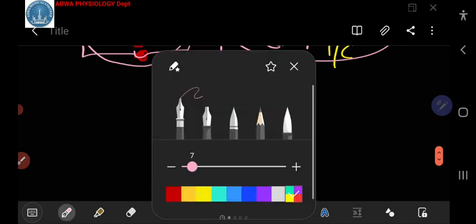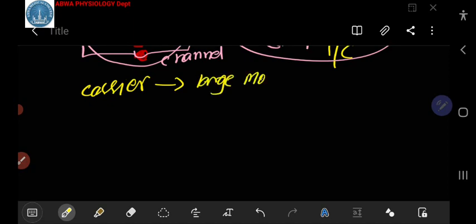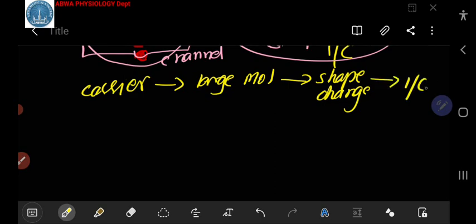Carrier proteins actually bind to a larger molecule. They bind to large molecules and change their shape so molecules can diffuse through. There is a shape change, and molecules move into the intracellular side.